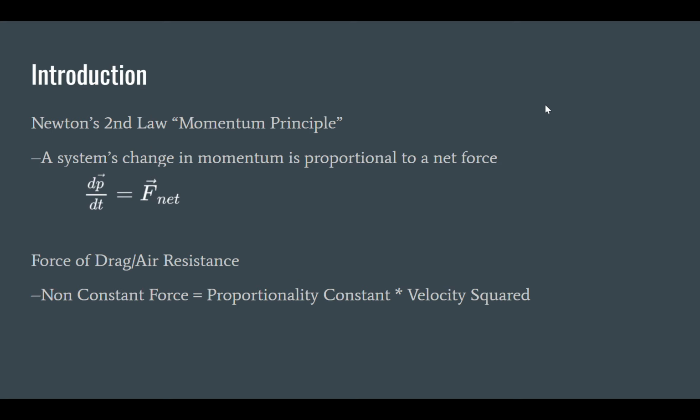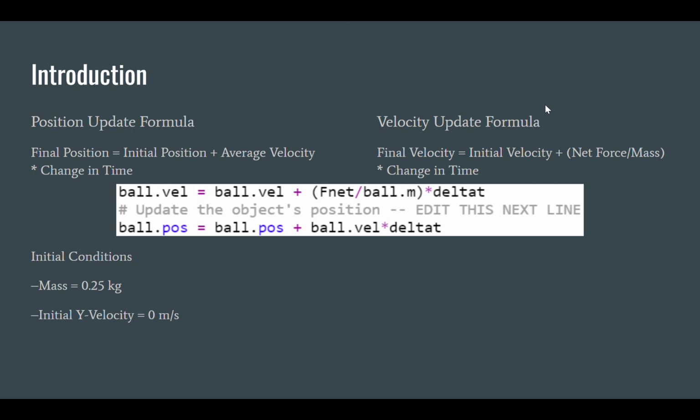First, we begin with Newton's second law, the momentum principle, which states that a system's change in momentum is proportional to a net force, as well as the force of drag, which is a non-constant force equal to the proportionality constant times the current velocity squared. Now, we're going to be using two things: the position update formula and the velocity update formula, which go as follows, and these initial conditions for the situation of a falling slinky.